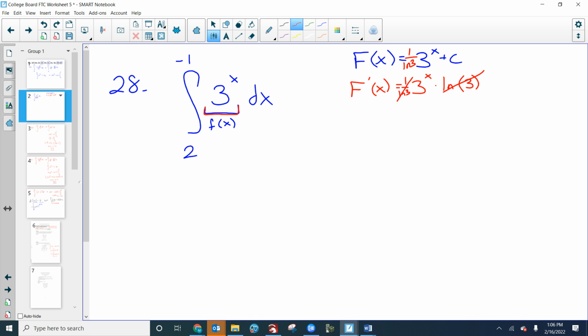I guessed, I checked, I adjusted for a constant. Do I have the correct antiderivative now? Yeah. It's 1 over ln3 times 3 to the x plus a constant, from 2 to negative 1. Plug in negative 1, plug in 2, subtract. Okay? That one's going to get a little messy. You could leave that in its ugly form if you really wanted to.